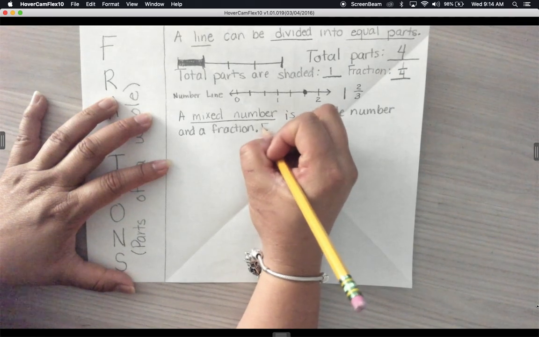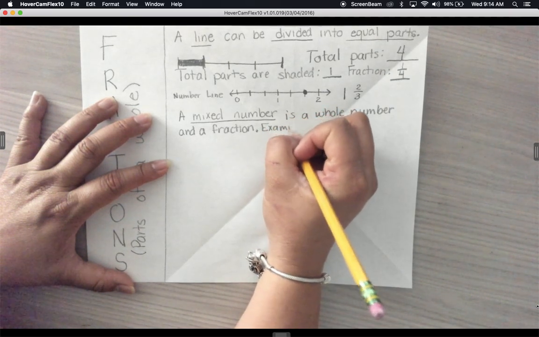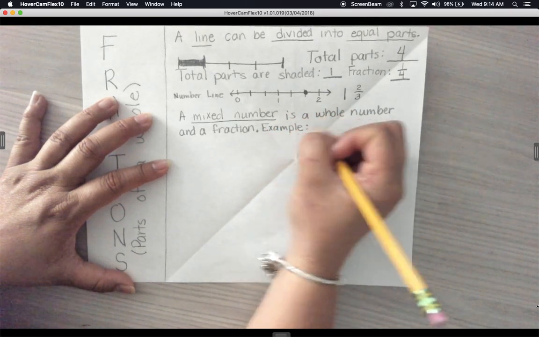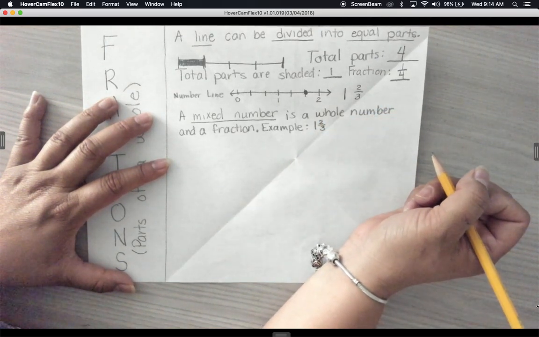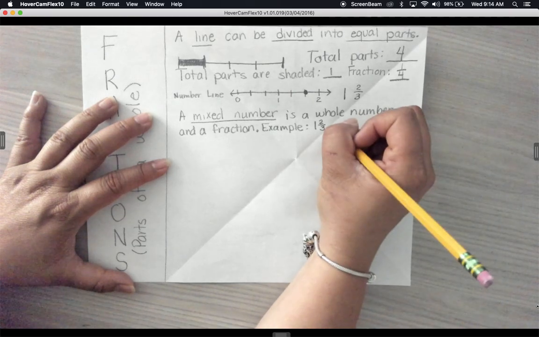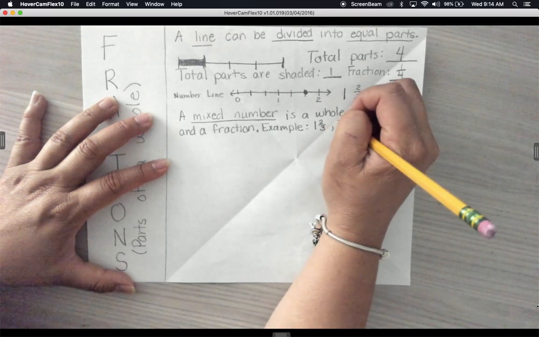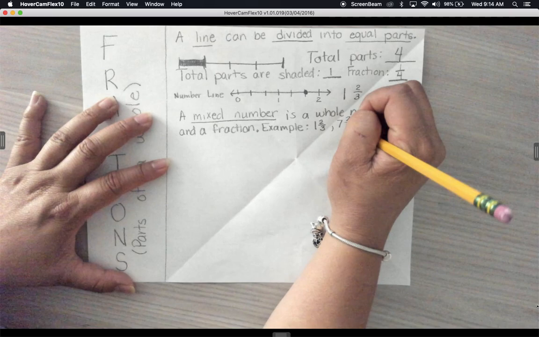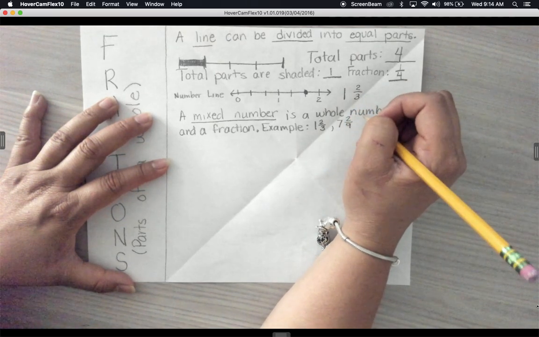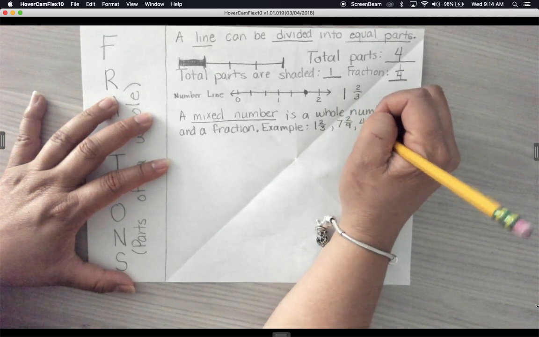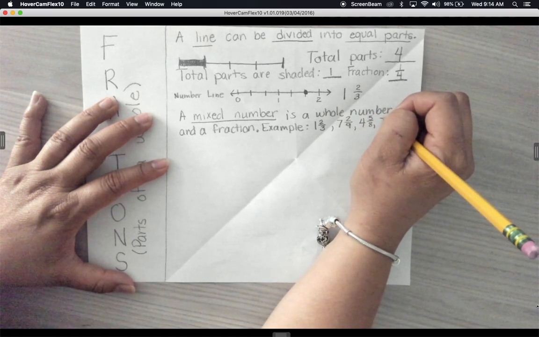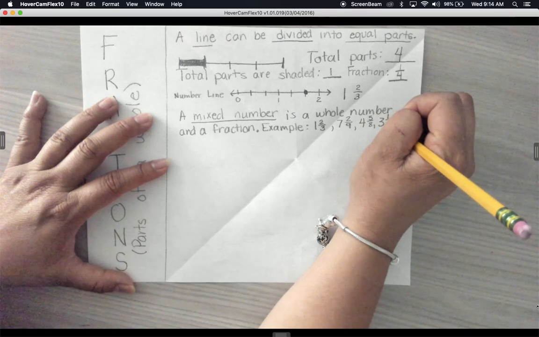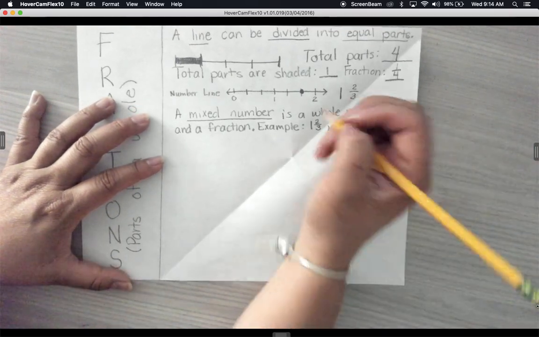An example would be the one that we just wrote, 1 and 2/3, thirds, right? Or we could say 7 and 2/9, for instance. Or we could say 4 and 5/8. And we could also say 3 and 1/2, and so on and so on. These are just examples, right?